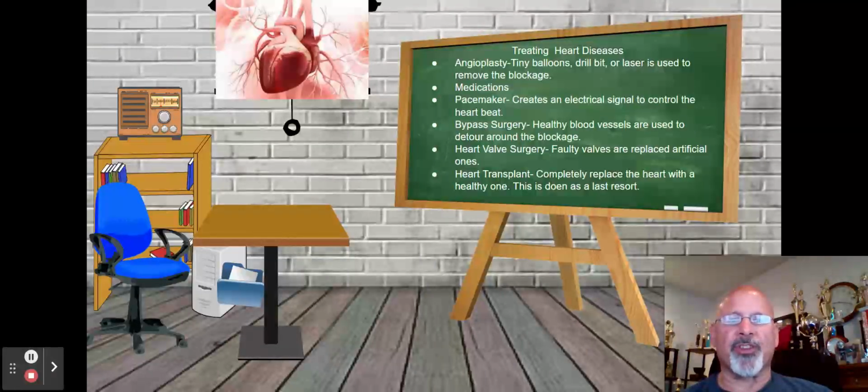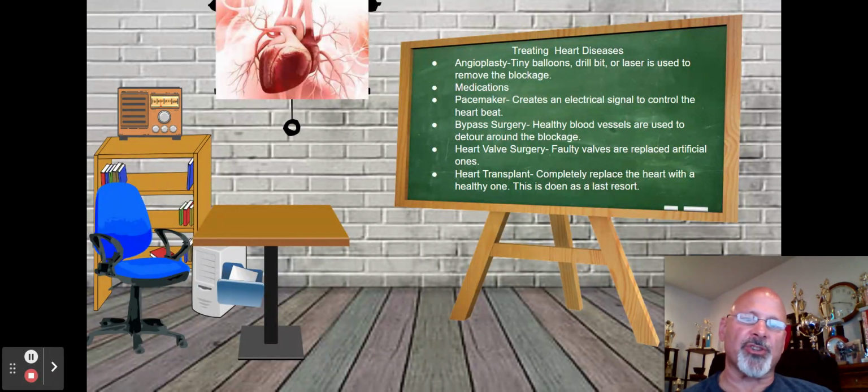When you treat heart disease, there are a few ways you can do it. First of all, angioplasty. Tiny balloons, a drill bit, or a laser is used to remove the blockage. Medication. A pacemaker creates an electrical signal to control the heartbeat. Bypass surgery. Healthy blood vessels are used to detour the blood around the blockage. Heart valve surgery. Faulty valves are replaced with artificial ones. Heart transplant, completely replacing the heart with a healthy one. This is done as a last resort.